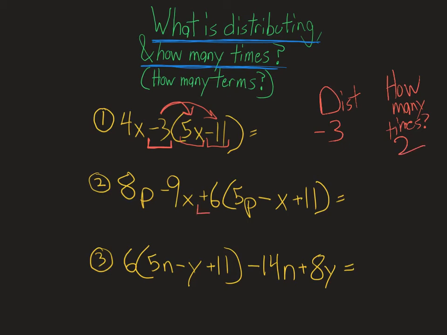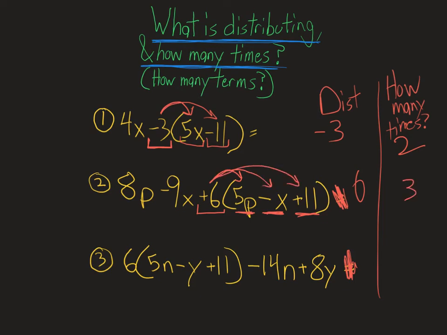What are we distributing? Right here, we're distributing a 6. It's right up against the parentheses. So we're distributing the 6. I don't like the equal sign right there. That might be confusing. Okay, and how many times are we distributing it? Hopefully you're going to see 1, 2, 3 terms inside, meaning 3 arrows. We're going to distribute 3 times.